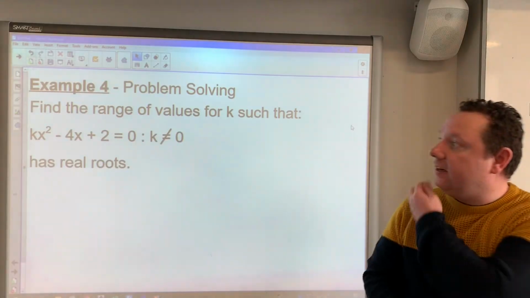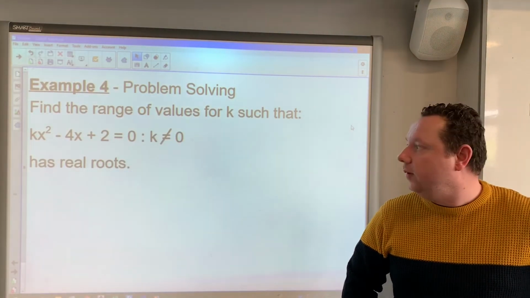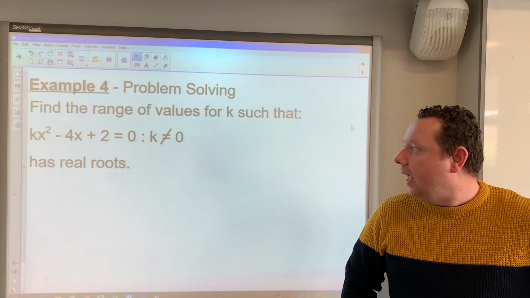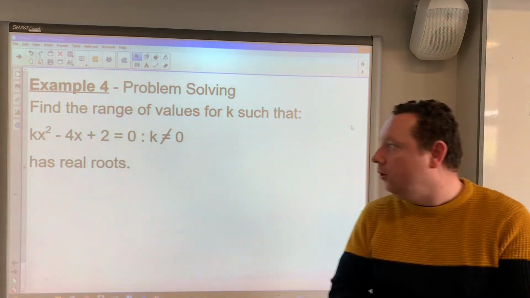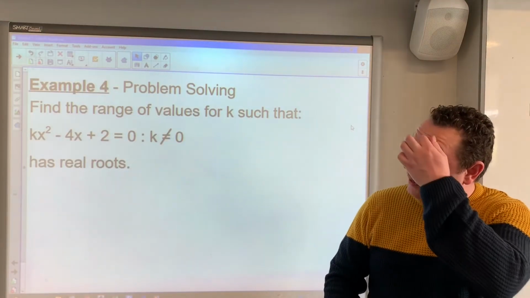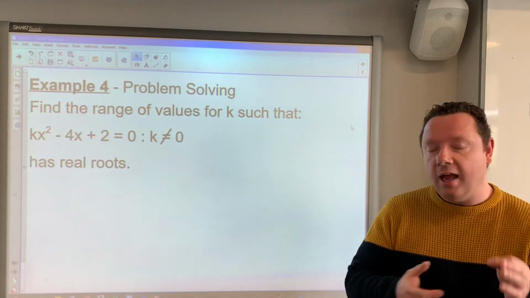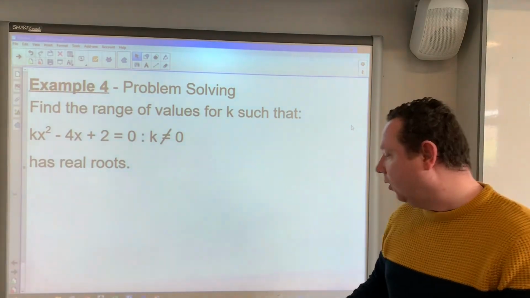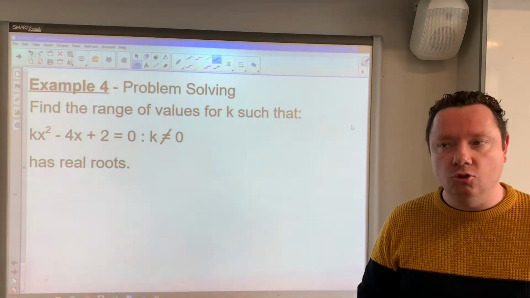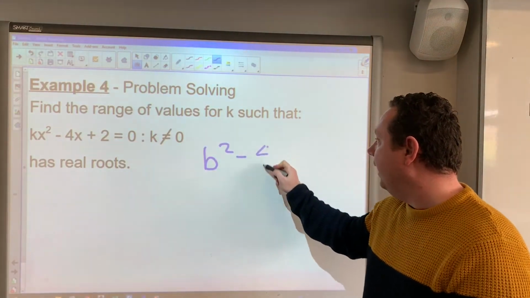Example 4 says find the range of values of k such that kx squared minus 4x add 2 equals 0, and k, it says here, doesn't equal 0, has real roots. So I'm looking to work out for kx squared minus 4x add 2, when does that have real roots? Well, if it ever talks about real roots or the nature of the roots, we know it's a discriminant. So I look back in my page, look for the quadratic formula and find the discriminant part, b squared minus 4ac.